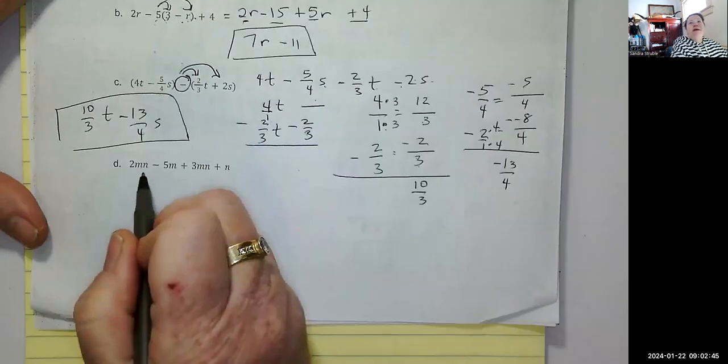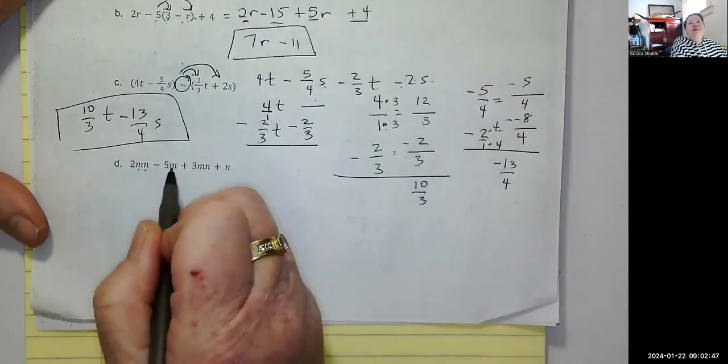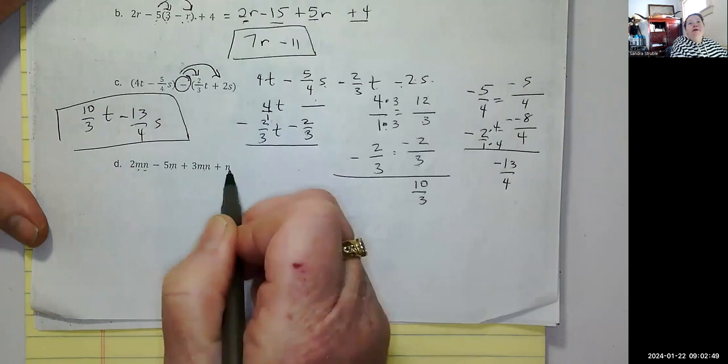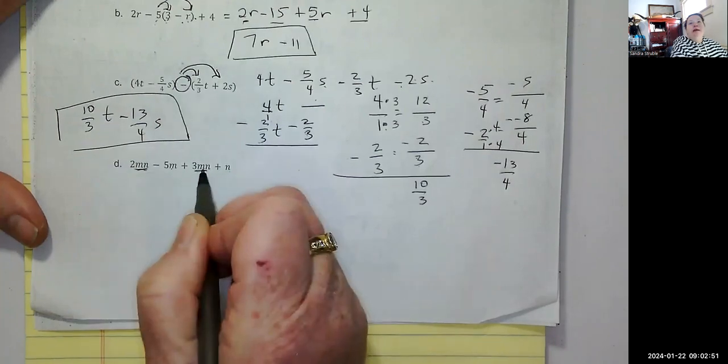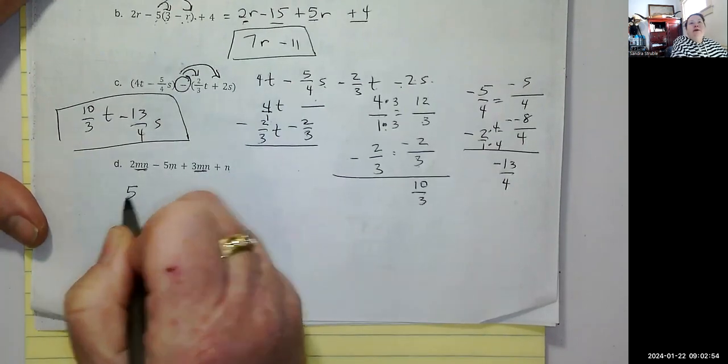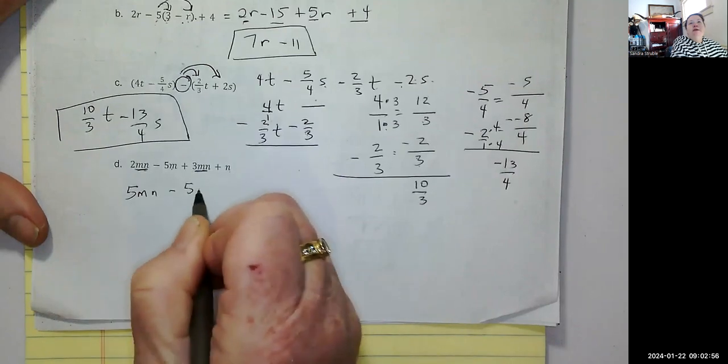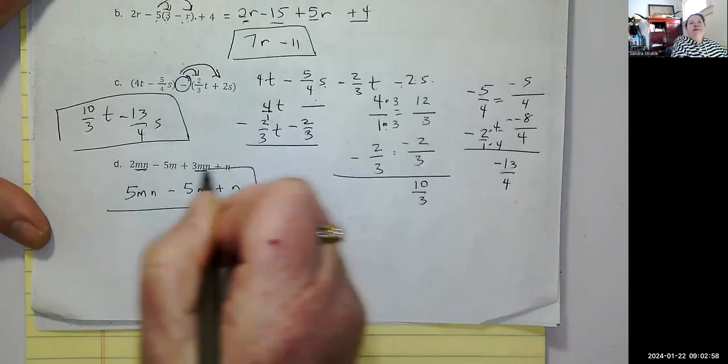Okay. Let's combine like terms. 2mn, 5m, 3mn, and n. So these two can combine, and it looks like that's it. 5mn minus 5m plus n is your answer.